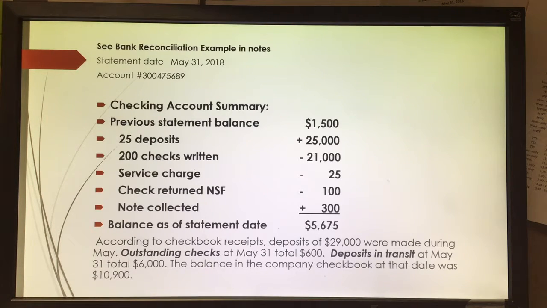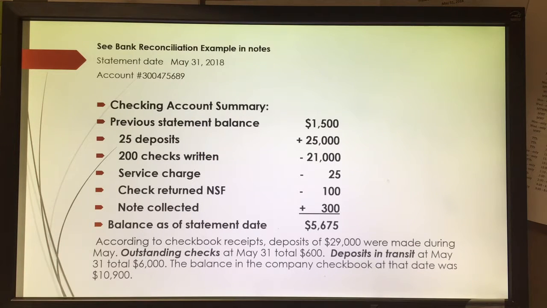A note collected by the bank. Sometimes companies will use their bank, for convenience, so that, for instance, some customers who owed money to the company can make their payment to the bank. So here's a note collected by the bank of $300, and the balance as of the statement date, May 31st, is $5,675.